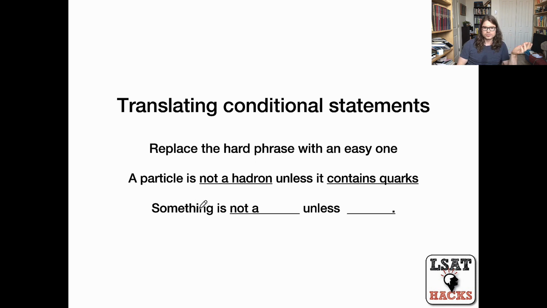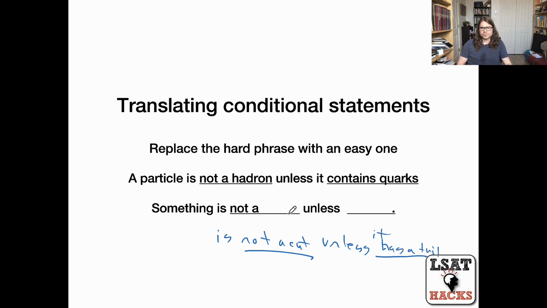So, a particle, something, is not a hadron unless it contains quarks. Something is not a blank unless it's blank. Something is not a cat unless it has a tail. If I were to ask you how to put cat and tail into this sentence, I think most people can come up with a way that makes sense, and you know how cat and tail works. So this is the negation of the sufficient, and this is the necessary.